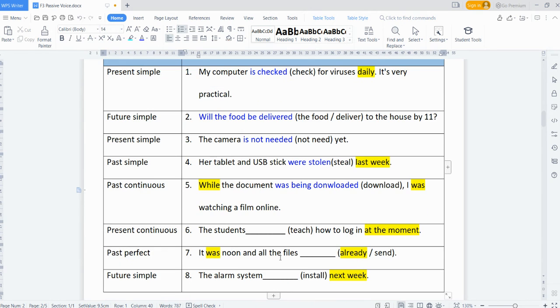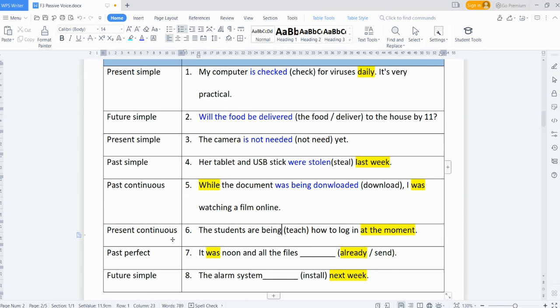Okay. Number six, present continuous. How do you know that it's in present continuous? Because of this yellow word over here, at the moment, sekarang. Pelajar-pelajar itu sedang diajar untuk log in. Okay, the students, present continuous, are, sebab ramai, kita tak boleh guna is, kita kata are being.